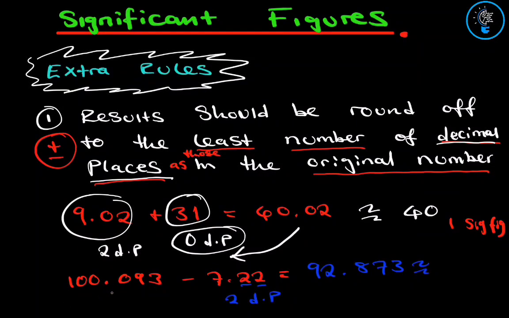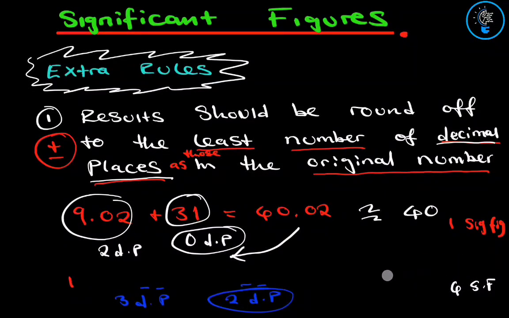While this particular factor has how many decimal places? 3. So it's 3 decimal places. So the solution must have the same decimal places as this one. So I'm going to round it off to 2 decimal places. 92.87. Remember 3 is less than 5, so you don't need to add a 1 to 7. So this one will be your solution. And this one has how many significant figures? Just for revision sake, we can say this one has 4 significant figures. So that's how you handle a question of this kind.